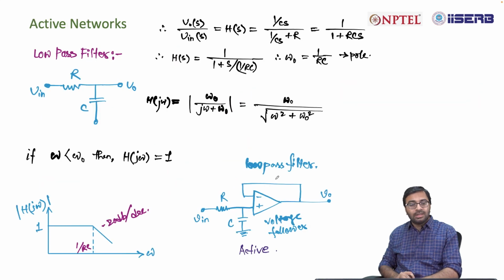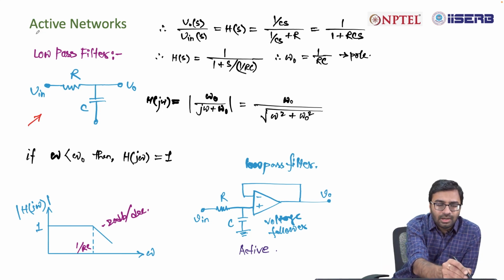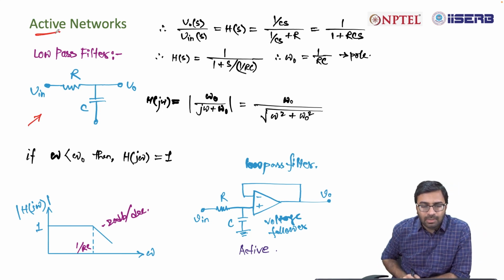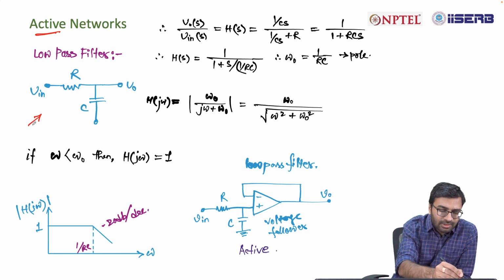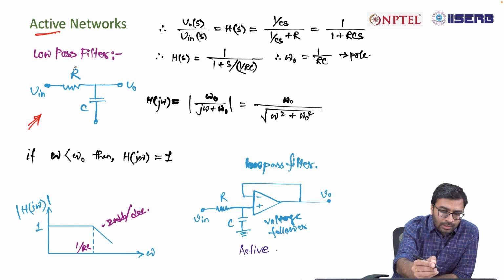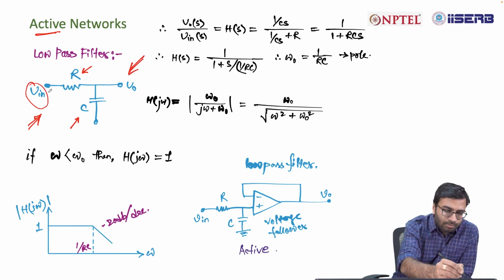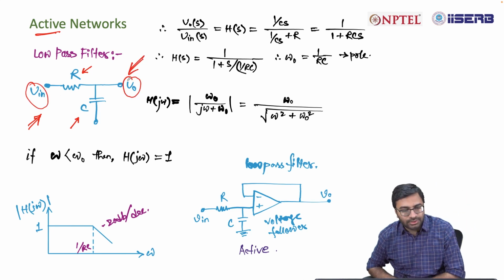Okay. Now let us see a low pass filter. Let us start with a passive low pass filter, which is shown over here, although it is written over here active networks, but let us start with a passive circuit first. It's a low pass RC filter where R is a resistor and C is a capacitor. This is connected the way it is shown over here. This is your input voltage, this is your output voltage.